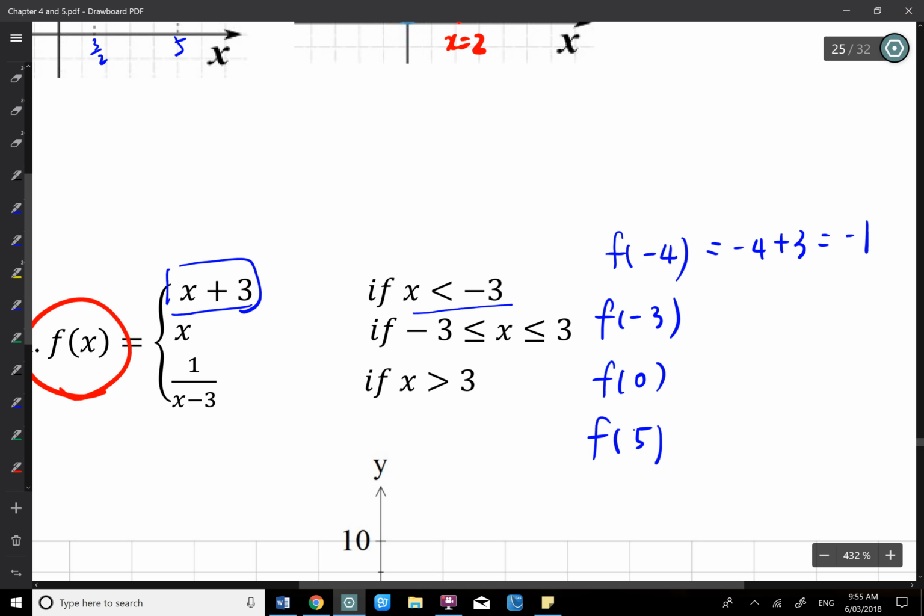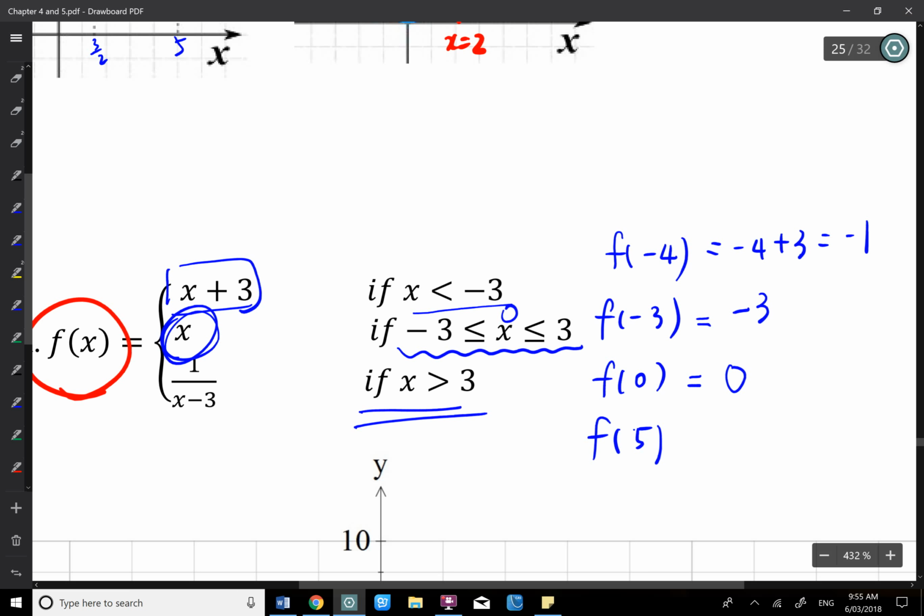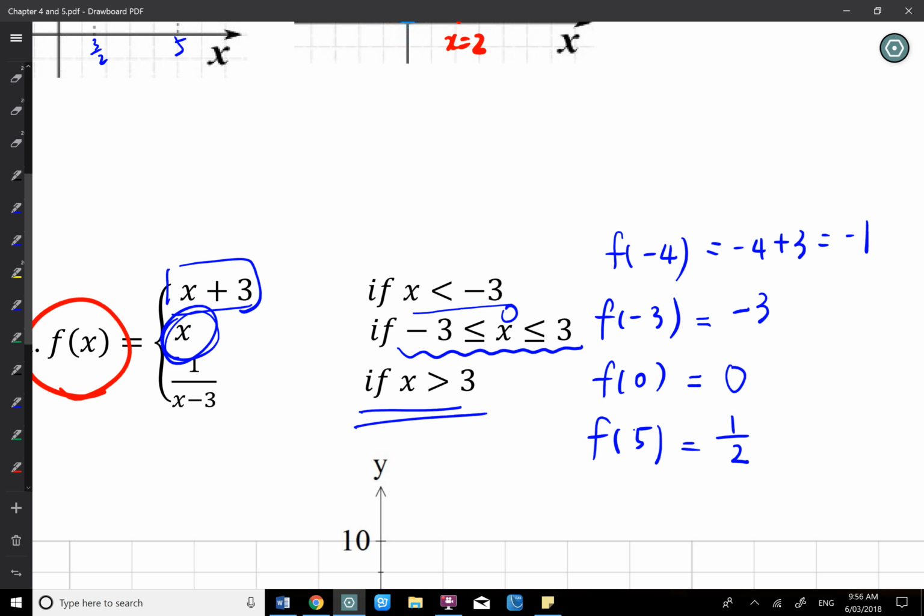What's f(-3) equal to? -3, it will be just this x here, -3. What's f(0)? f(0) is in the middle of this domain, so it follows y equals x as well, so it's 0. What's f(5)? 1/2. So 5 is in this domain, so it is 1 over 5 minus 3, which is 1 over 2.